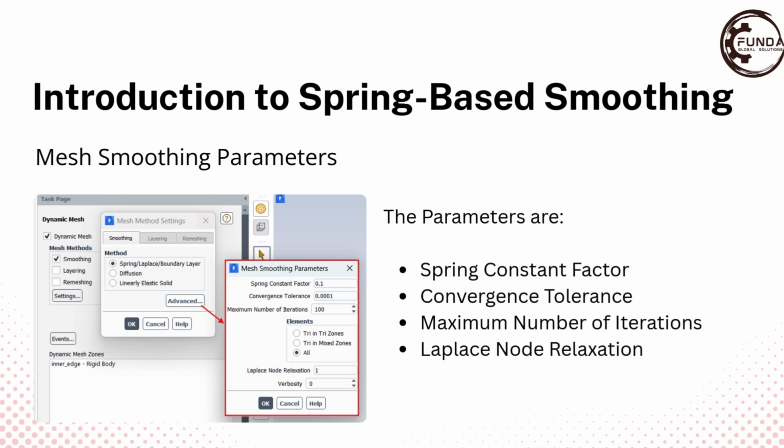Next, we look at the key mesh smoothing parameters. The spring constant factor controls how stiff the mesh behaves during deformation. Convergence tolerance sets how precise the smoothing needs to be. Maximum number of iterations defines how long Fluent will continue smoothing. And Laplace node relaxation adjusts how smoothly the nodes reposition during the update.